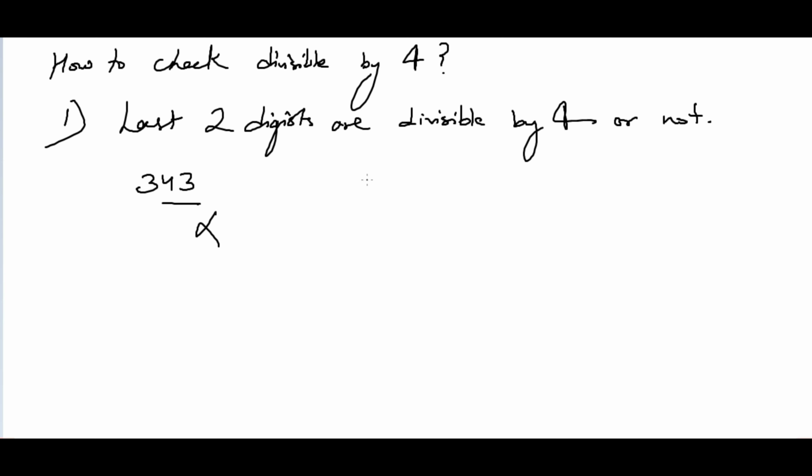So let's take a number 974. We just need to check whether 74 is divisible by 4 or not. So 74, how can we check? Easily, just do the division: 4 ones are 4, and we get the 3, 34, and it's not coming. Okay, so that's not divisible by 4. That's how we can prove it.